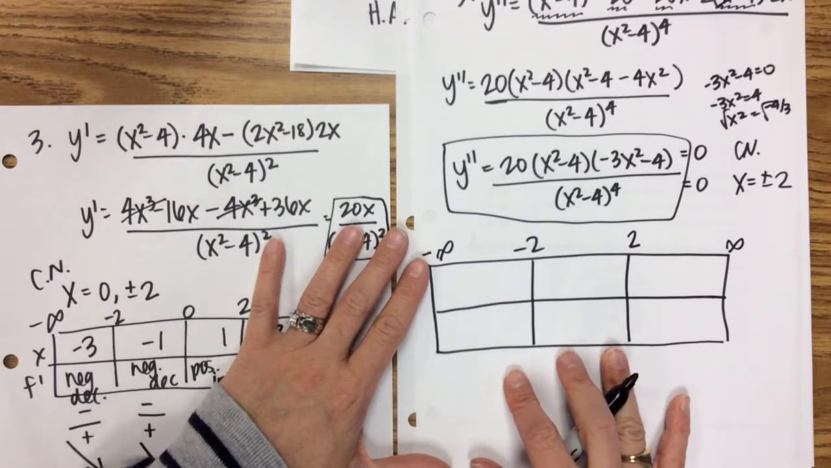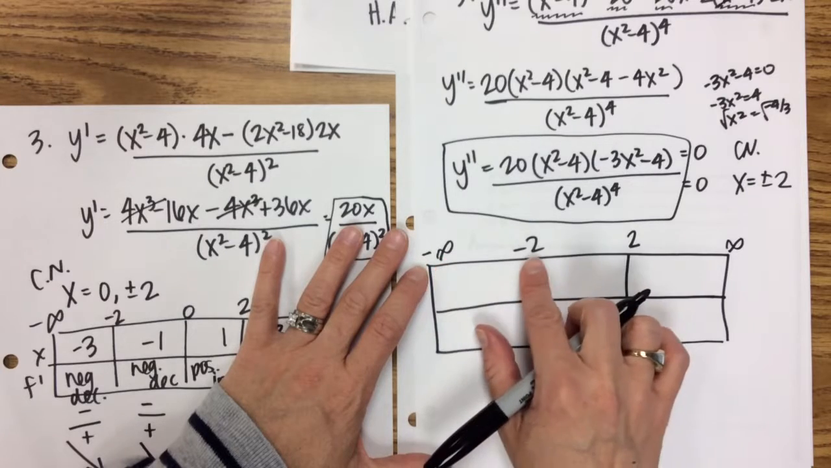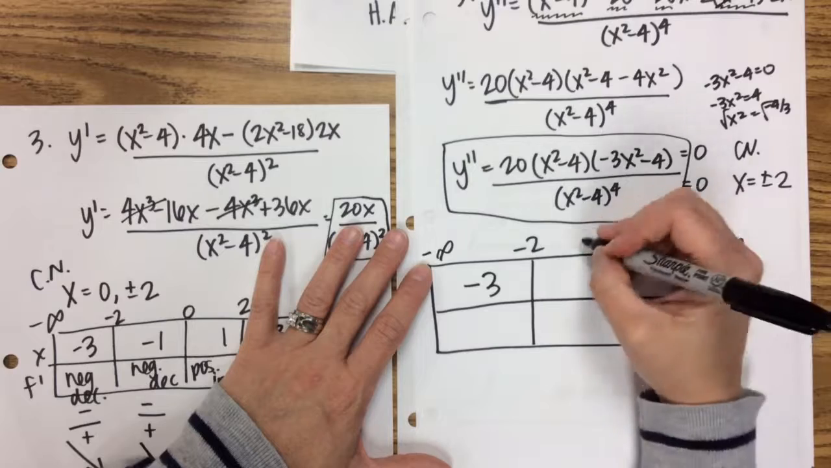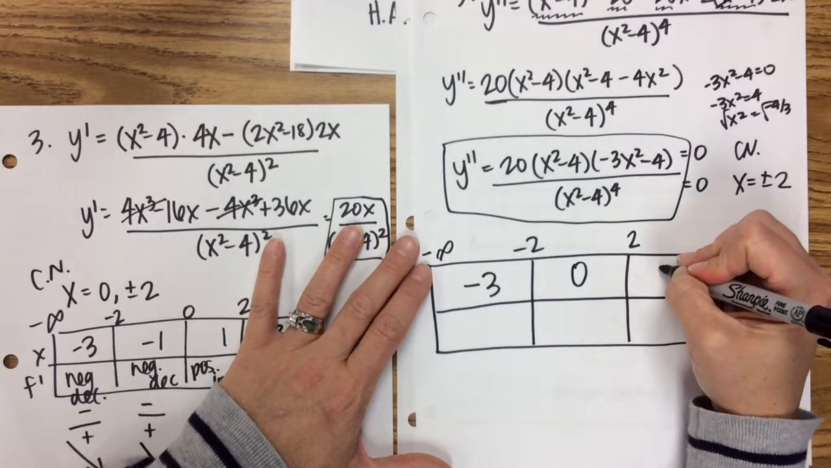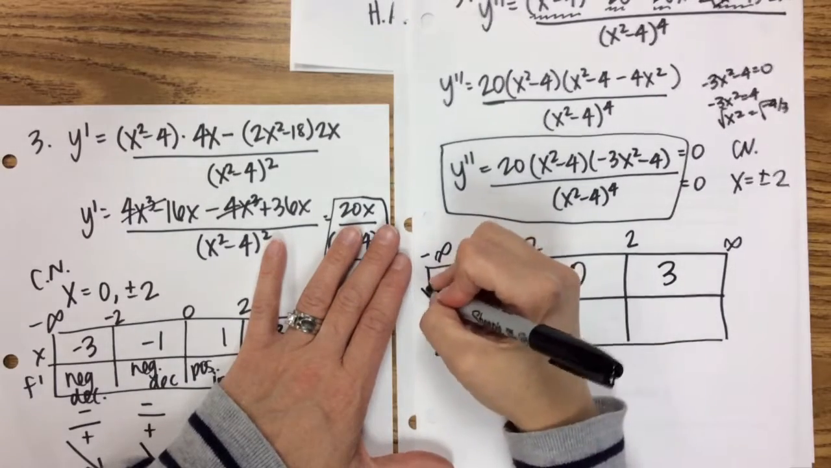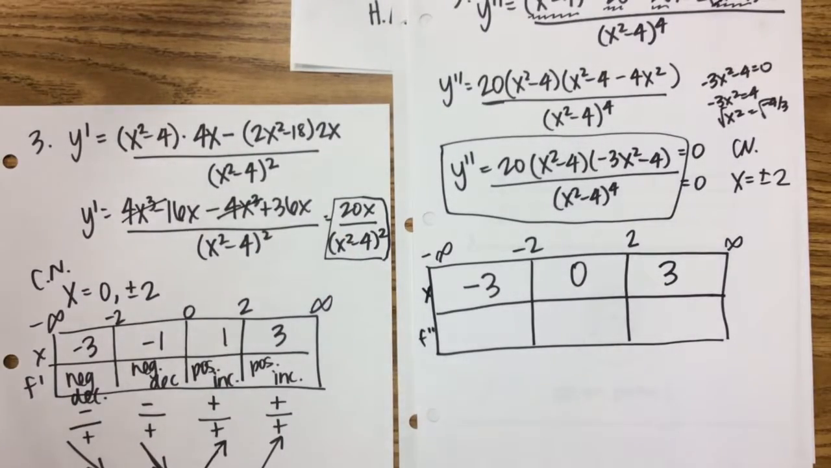All right, so I've got to test my values. I have to pick something between negative infinity and negative 2, say negative 3. I've got to pick something between negative 2 and 2, say 0, and something greater than 2, say 3. Now those are my x values that I chose. I'm going to plug them into the second derivative and see what I get.